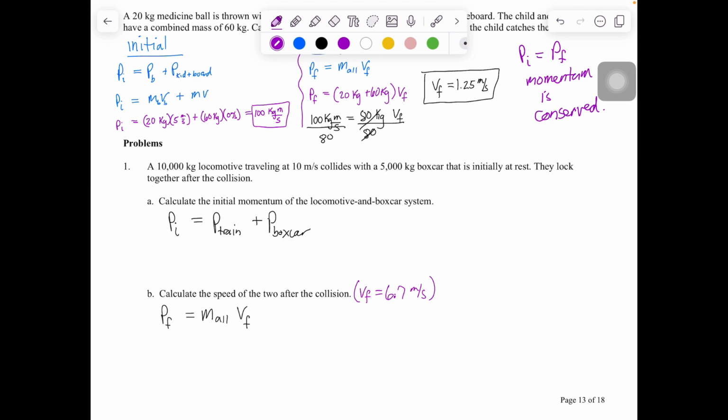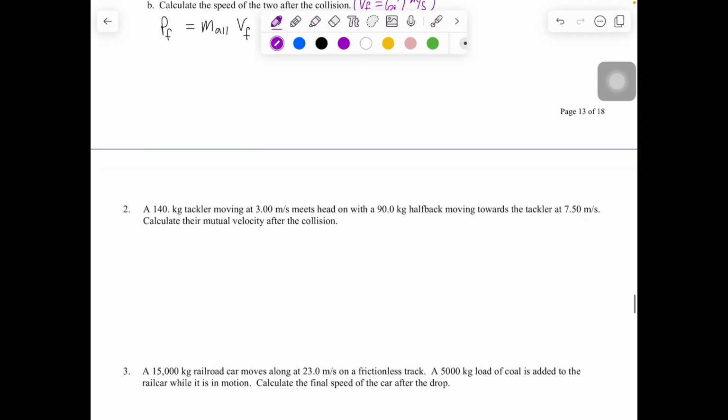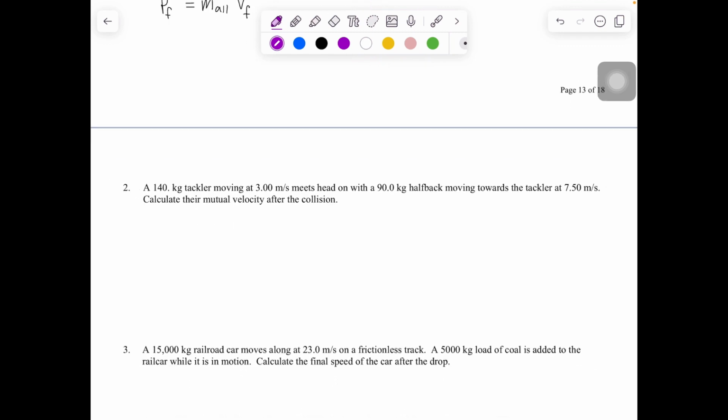But I want you to go ahead and scroll down to number 2 so that we can see a different one where two things now are moving instead of one thing being at rest. So we have a 140 kilogram tackler, a person, moving at 3 meters per second, and they hit head on with a 90 kilogram halfback. So they're playing football, and that person's moving at 7.5. We want to look at their mutual velocity after the collision.